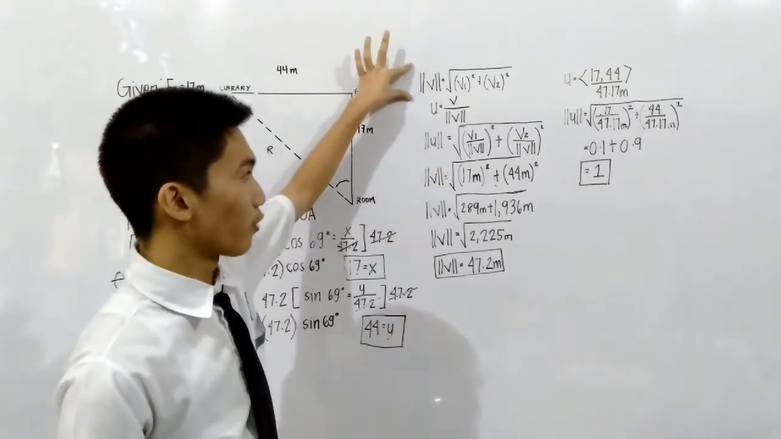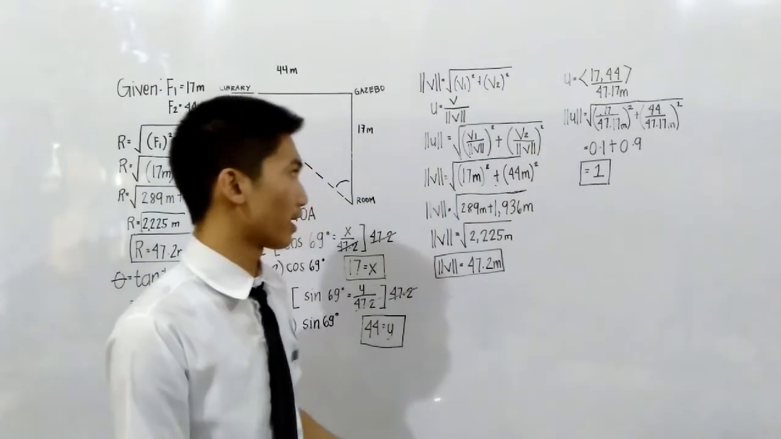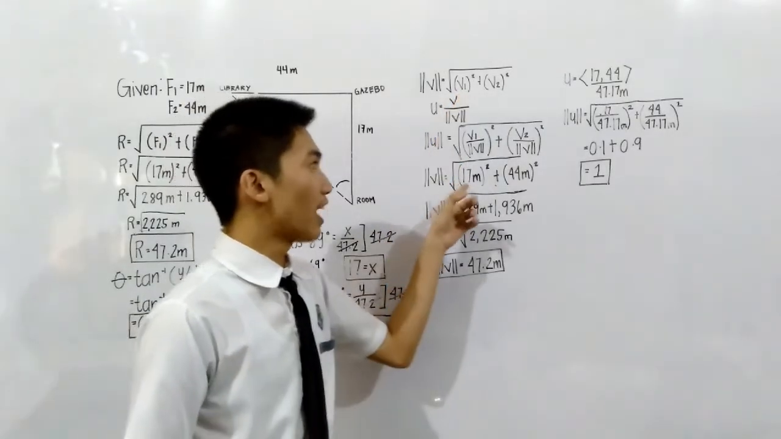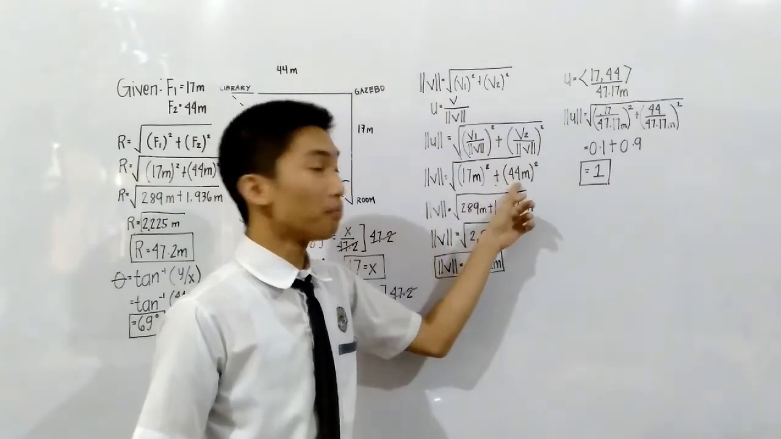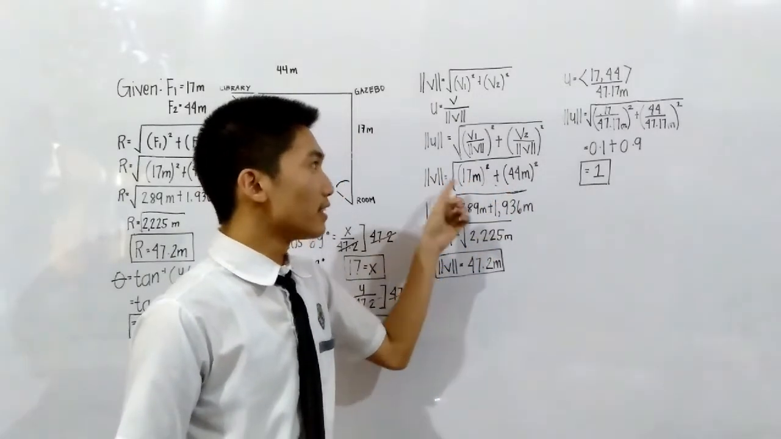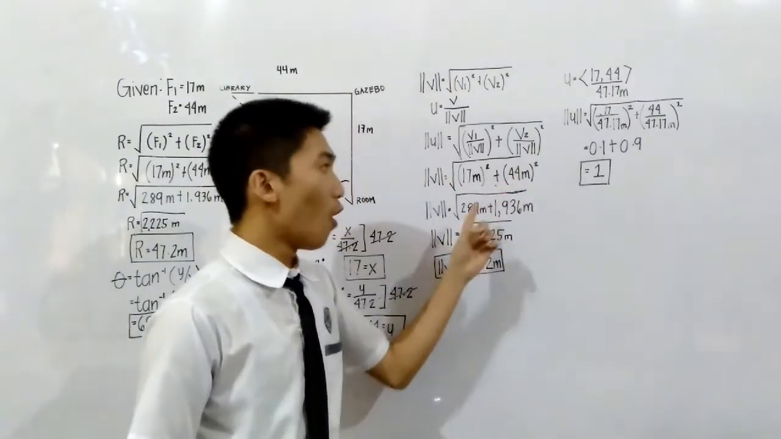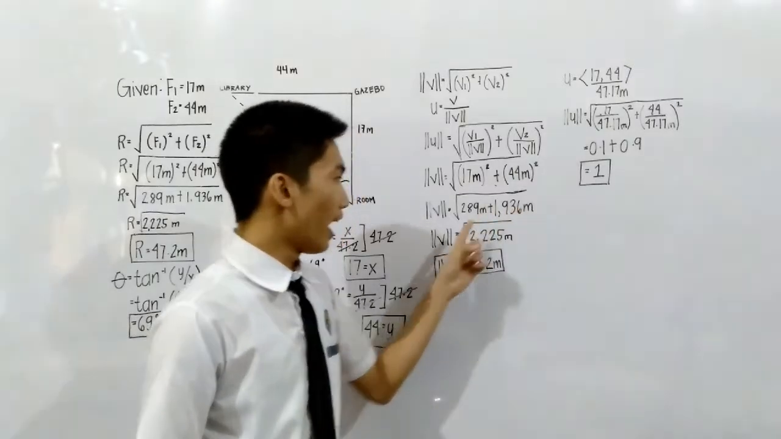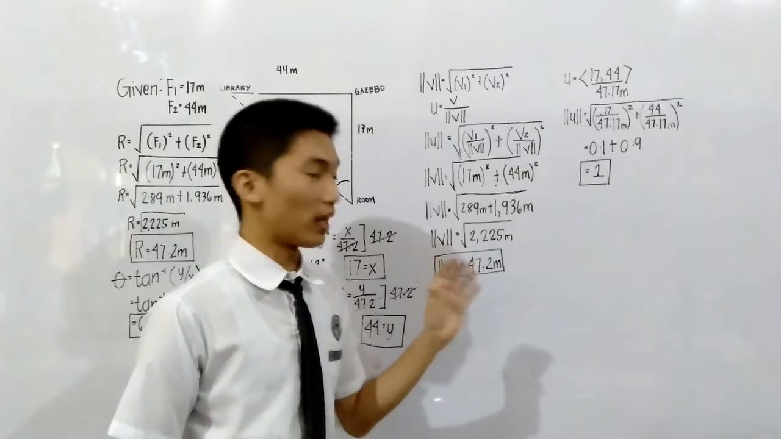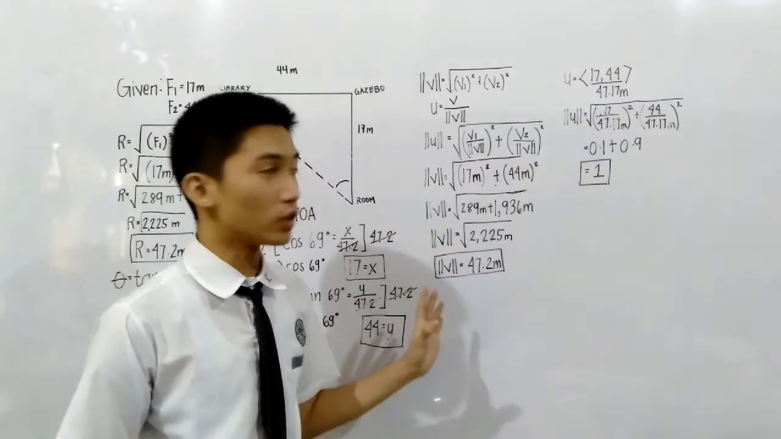Okay, so let's write the first formula. The magnitude of the vector is equal to the square root of v1 squared plus v2 squared. So let's substitute the given values. The v1 is 17 meters and the v2 is 44 meters. So the square root of 17 meters squared plus 44 meters squared. And 17 meters squared is equal to 289 meters. Then 44 meters squared is equal to 1,936 meters. And if we take the square root, it gives us 2,225 meters. So the answer is 47.2 meters. So that is our magnitude of the vector.